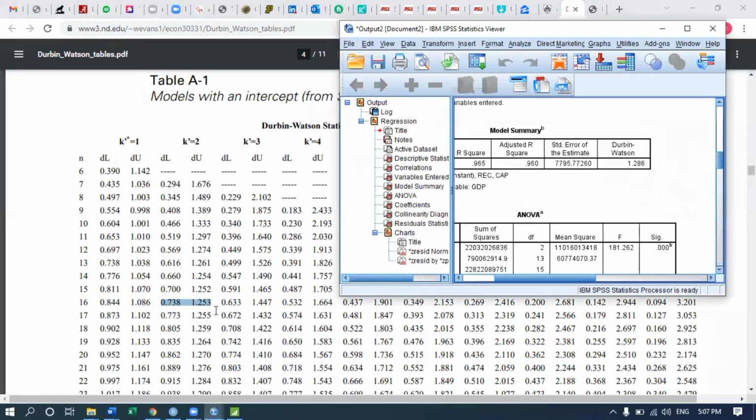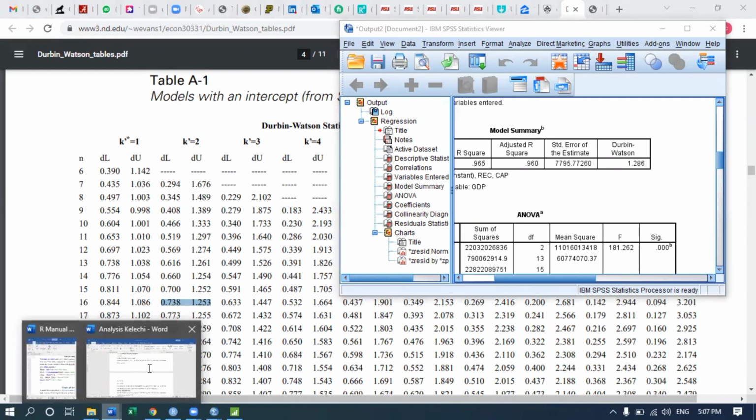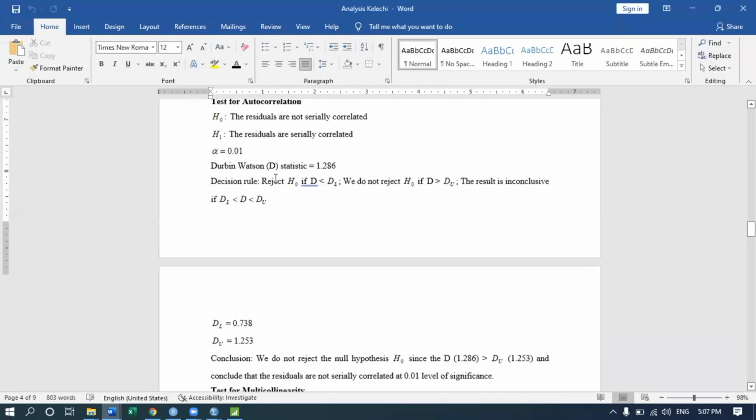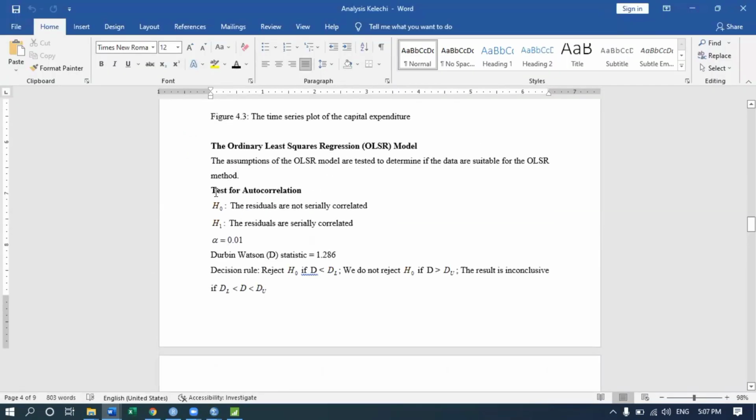Is this value greater than this? Yes. So because this value is greater than this, it means that what? There is no autocorrelation. No autocorrelation. Remember, I've taught you now, when we say it is inconclusive, it's when it is in between them. So look at what I interpreted here.